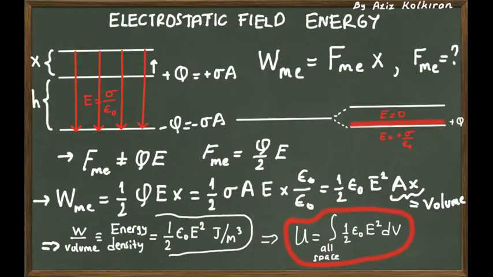Because the energy density is just this 1/2 epsilon 0 E squared, and if you multiply this by volume and take the integral over the region of space that you are interested in, you will find the total electrostatic energy in that volume.